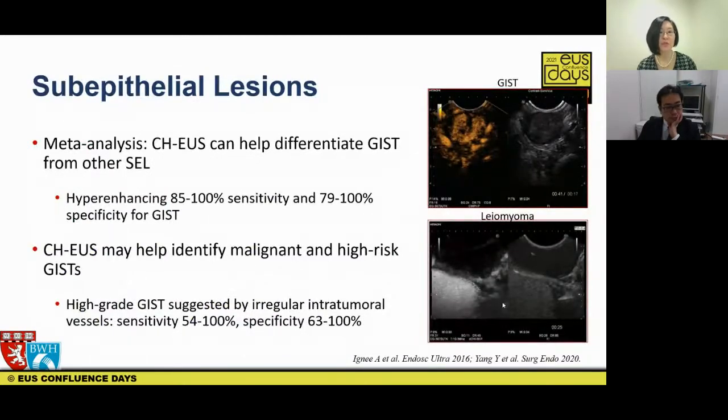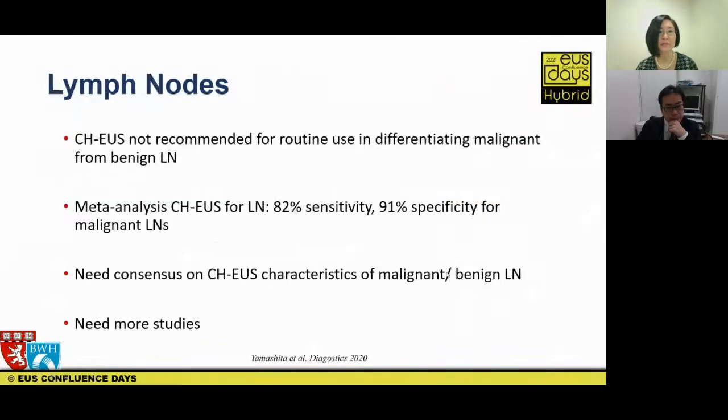So for subepithelial lesions, it may be helpful in differentiating GIST from other lesions. You can see the upper image shows you an example of a GIST that hyperenhances, and there's a small area of non-enhancement in the middle of the GIST there, and it may also be helpful in identifying the high risk and malignant GISTs as well. The leiomyoma, on the other hand, on the bottom you see there is not enhancing.